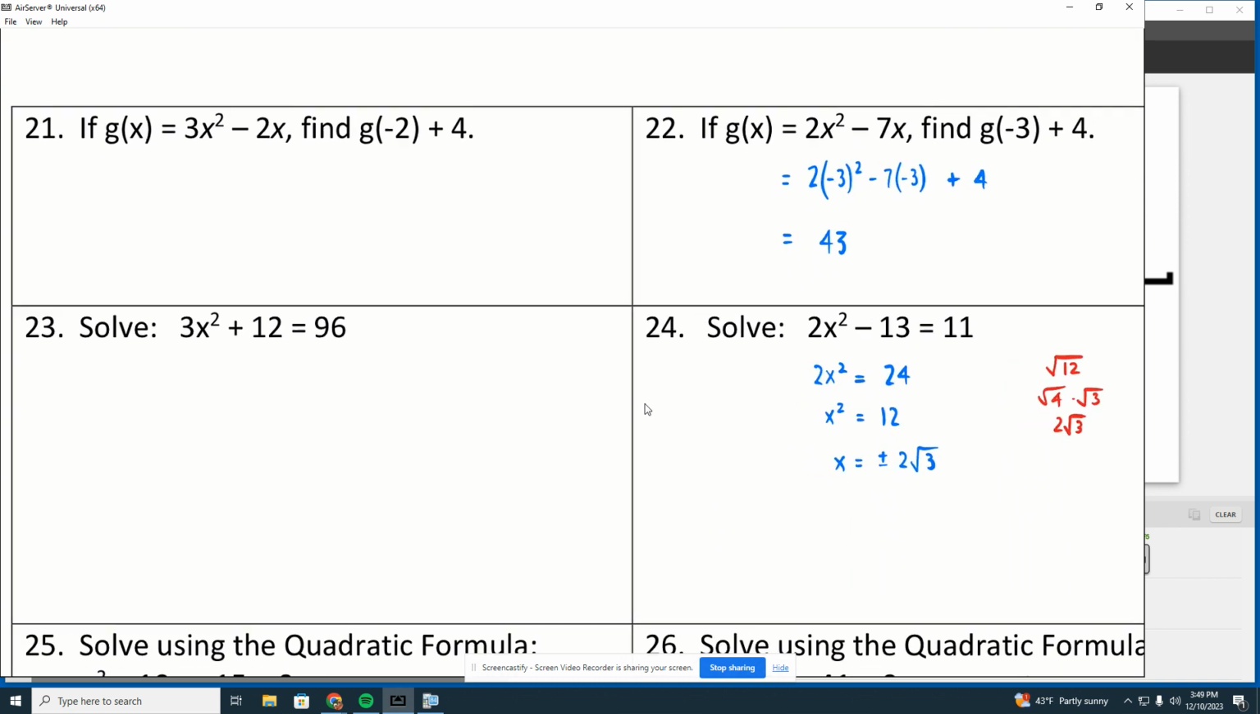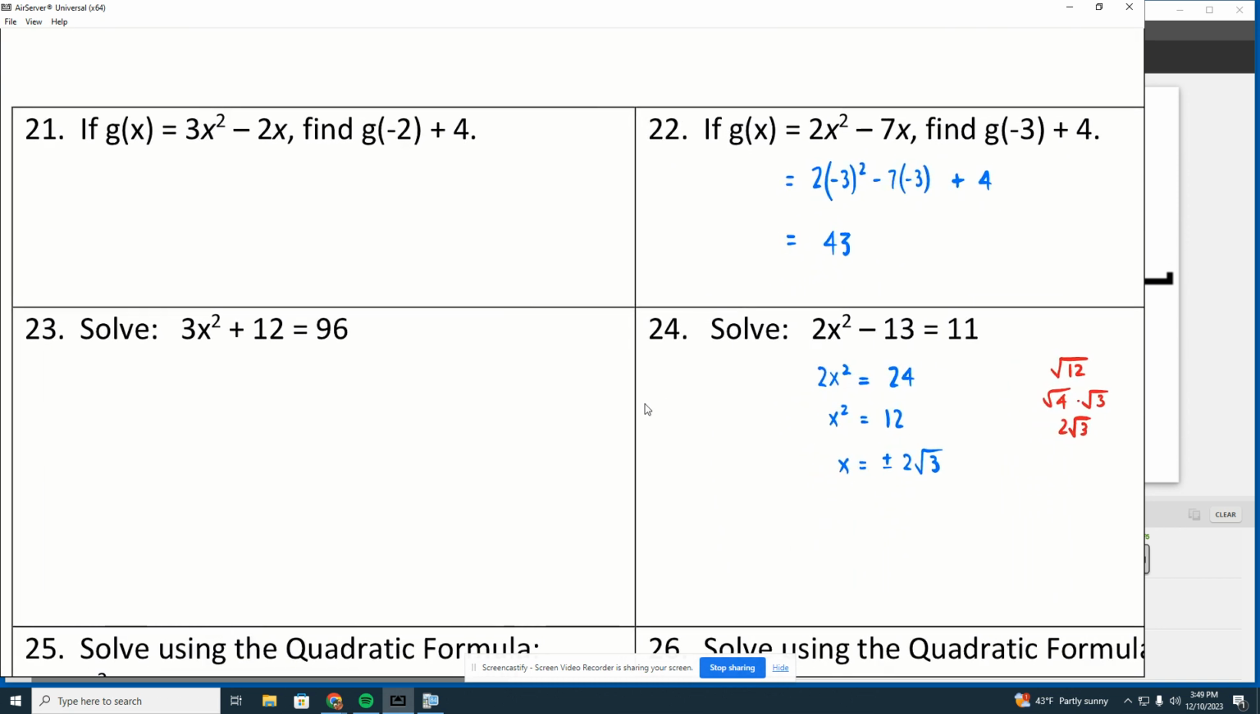I'm going to do a couple of these on number 21. It's wanting you to substitute -2 into g of x. So every time I see x, I'm plugging -2 into it. But then don't forget, you also have this additional part of this equation where you add 4 at the end. So here's literally what I go do in my calculator. I'm going to do 3, open parentheses, -2, close parentheses squared, -2 times -2. And that's all of the g of x. And then I'm going to add 4.